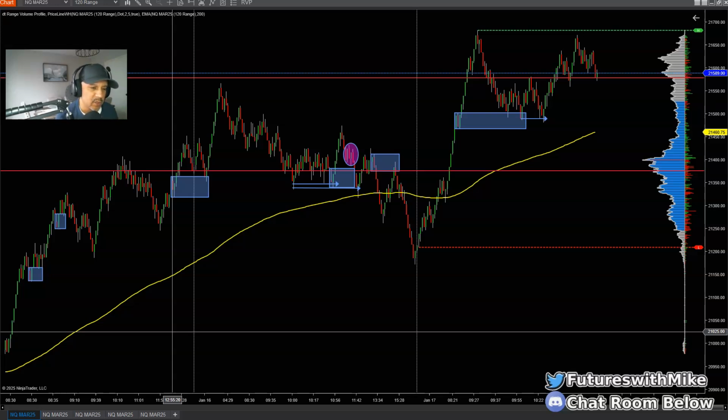How I determine that is, if we're making higher highs and higher lows, then I'm just looking for demand setups. If we're making lower lows and lower highs, I'm looking for supply setups. This is a very easy strategy. If you understand and learn it, you could be on your way to profitability and making money.